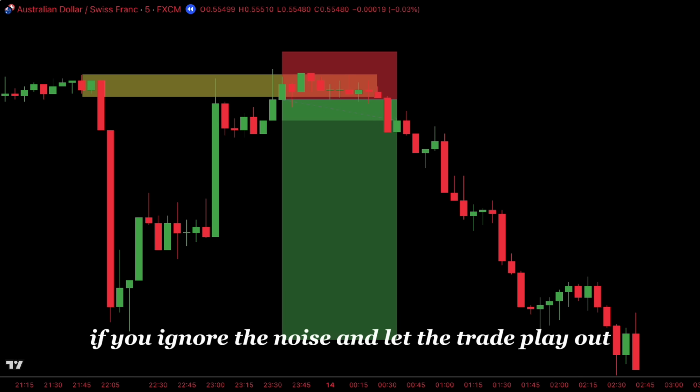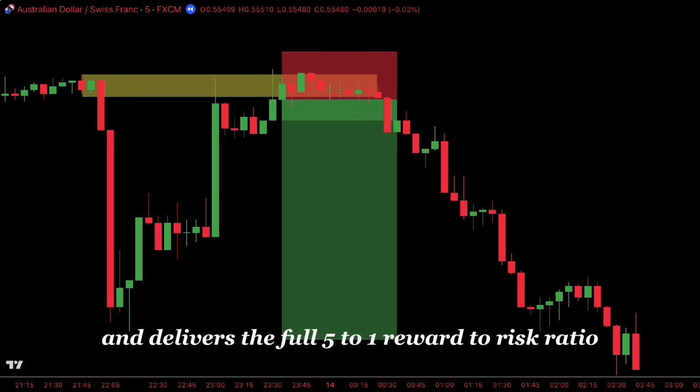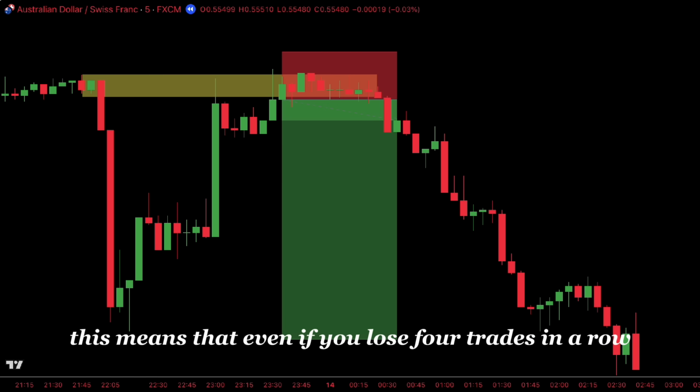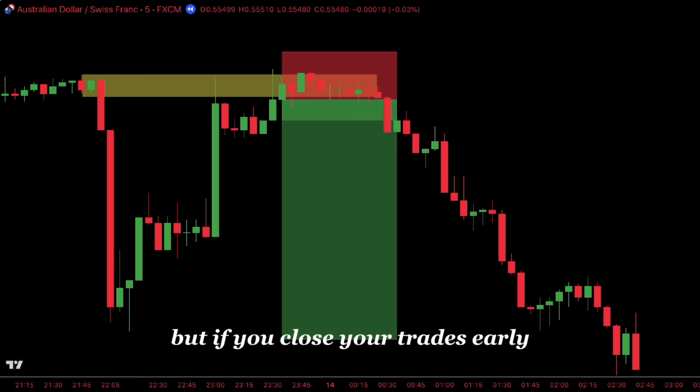If you ignore the noise and let the trade play out, as you can see, the market eventually reaches the target and delivers the full 5-to-1 reward to risk ratio. This means that even if you lose 4 trades in a row, one winning trade like this makes you profitable. But if you close your trades early, you lose that edge completely.